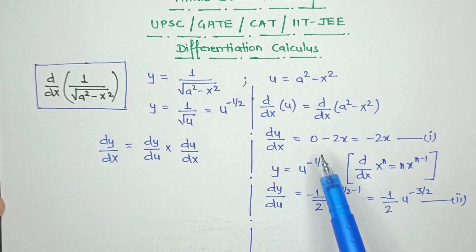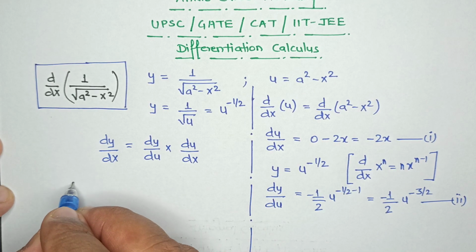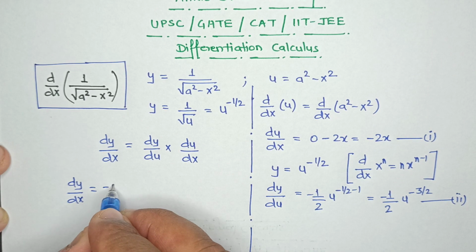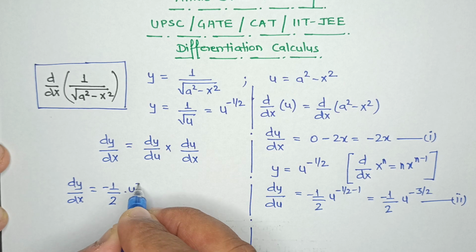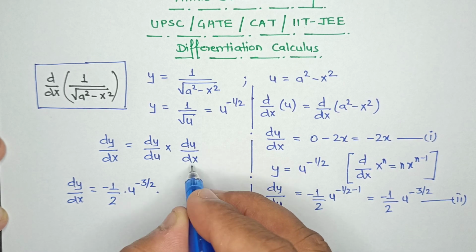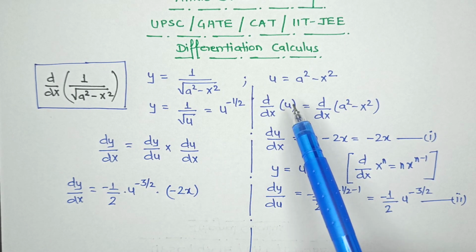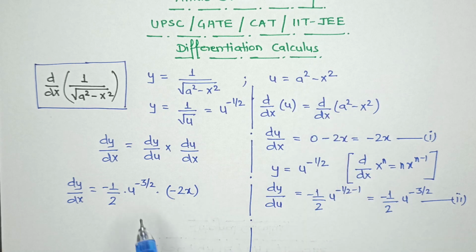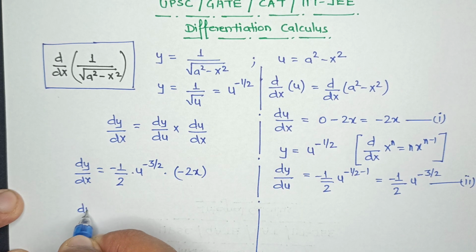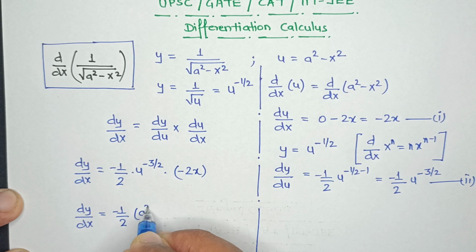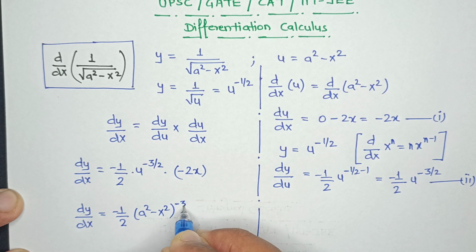Now from 1 and 2 we'll substitute these two values in this particular expression over here. So the value of dy by dx would be equal to dy by du, which is minus 1 by 2 u raised to the power minus 3 by 2, multiplied by du by dx, which is minus 2x. Now initially we had supposed that the value of u is a square minus x square. So we'll resubstitute the value a square minus x square in this particular expression. So the value of dy by dx now comes out to be minus 1 by 2 multiplied by a square minus x square raised to the power minus 3 by 2 multiplied by minus 2x.